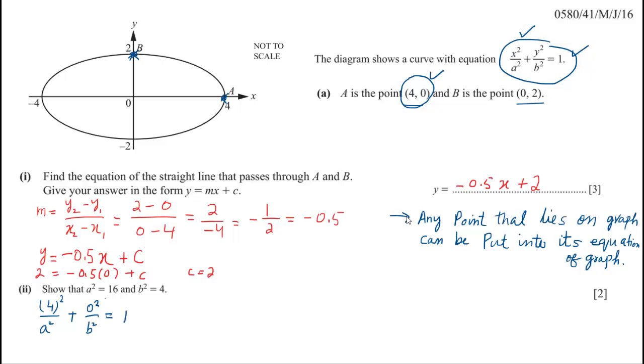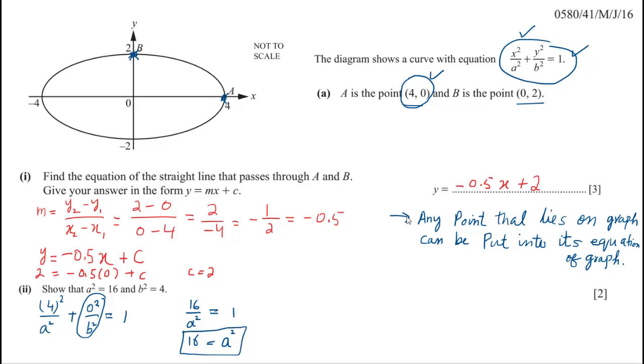So this will become 0. 0 over something is 0. So we have 16 over a square is equal to 1. By cross multiplication, a square is 16. So we have shown the first result.